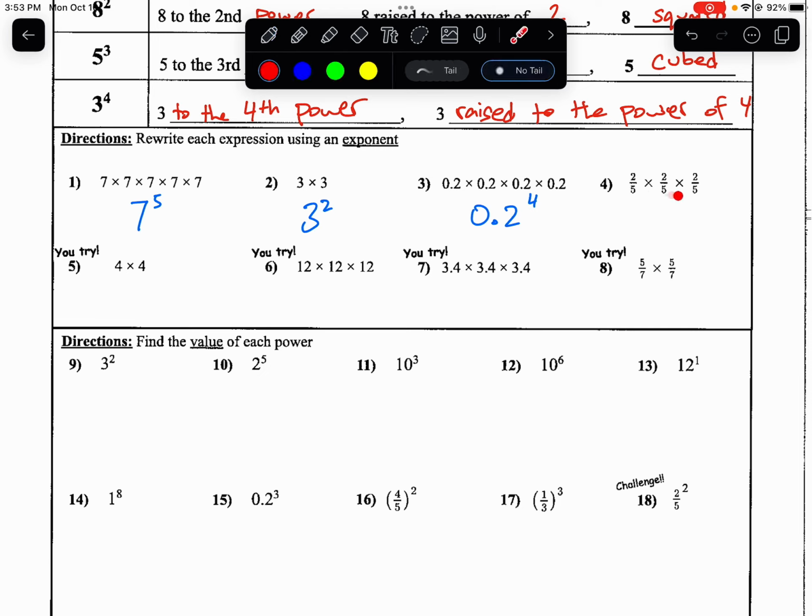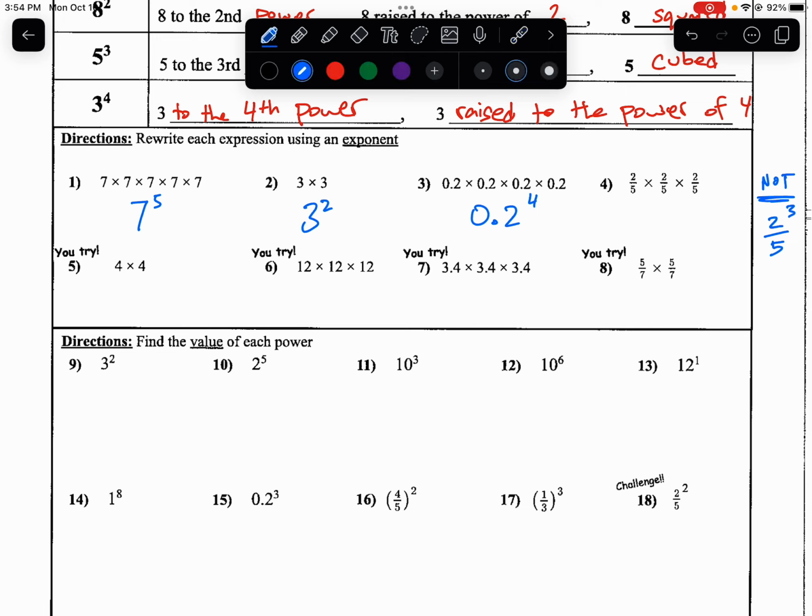2 to the 5th times 2 to the 5th times 2 to the 5th. That is going to be, well, actually, let me show you what it's not. You may want to write this down. It is not going to be written this way. It's not written 2 to the 5th to the 3rd power. It's actually going to be written like this.